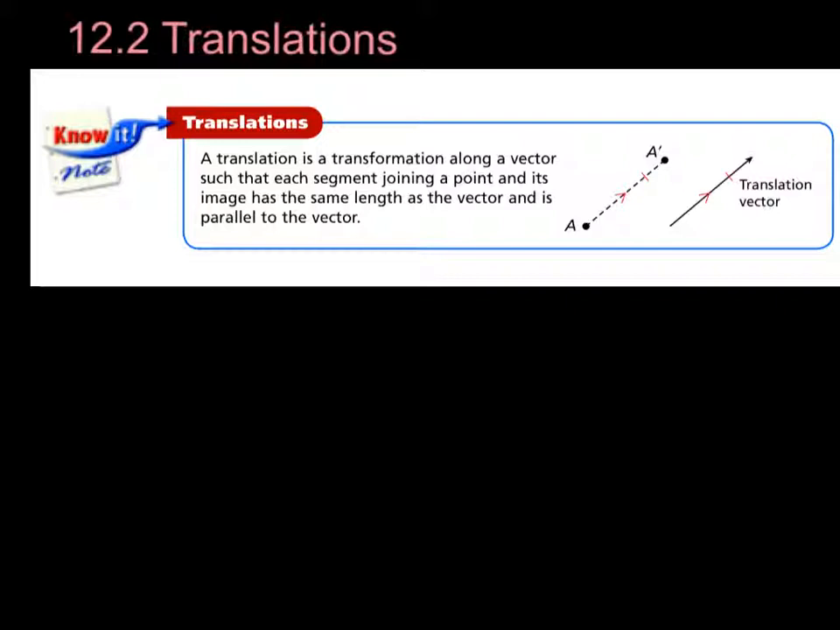So let's look at our first Know It section. A translation is a transformation along a vector, such that each segment joining a point and its image has the same length as the vector and is parallel to the vector. So here's the translation vector. Something you may not know, but I'm going to tell you right now, is that if you see these little red arrows, that means they're parallel. So here's our translation vector. A to A prime is going to go in the same direction as the translation vector. These two lines have to be parallel. So let's do an example.